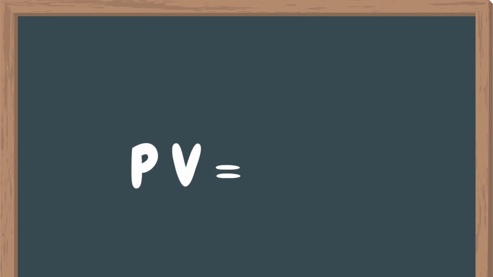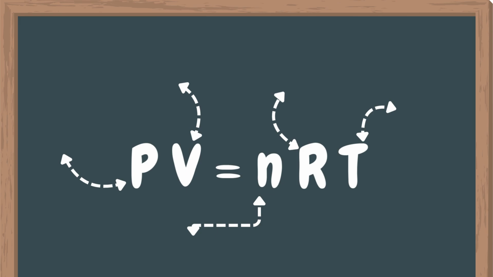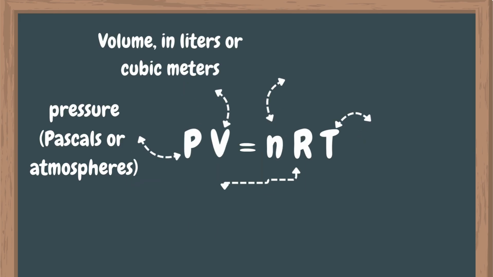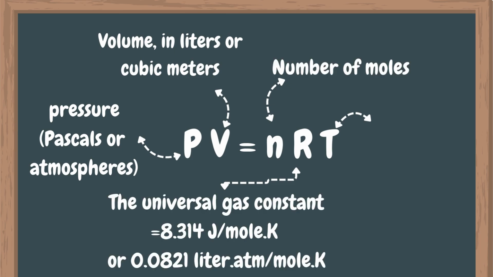Now, the star of the show, PV equals nRT. Here's what each letter means. P, pressure, measured in Pascal or atmospheres. V, volume, in liters or cubic meters. n, number of moles of gas. R, the universal gas constant, which is 8.314 joules per mole Kelvin, or 0.0821 liter atmospheres per mole Kelvin. T, temperature, measured in Kelvin. Remember, no negative temperatures here. This equation tells us that if we know 3 of these variables, we can calculate the 4th.